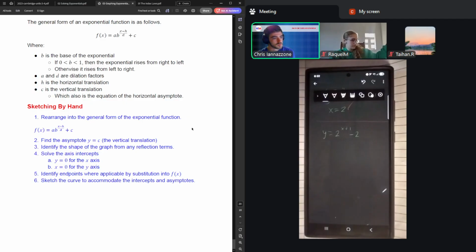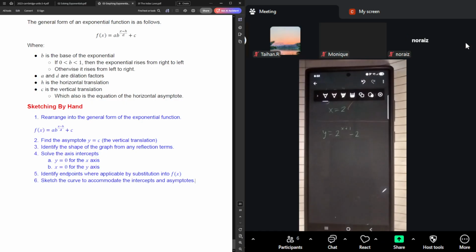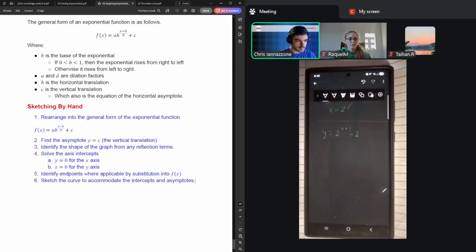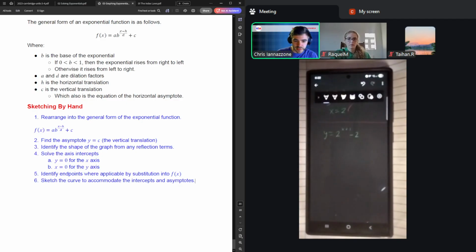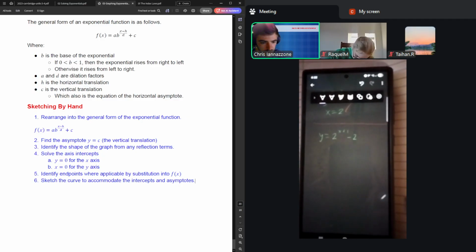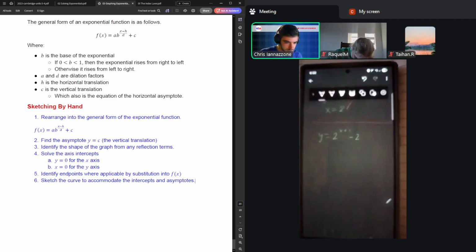Alright, step 1. Rearrange to make sure we can clearly see all the key terms. Have we already got that? Do we need to do anything? As long as you can identify what all the key transformations in there are, we don't really need to do any rearranging. Does anyone know what transformations are present in the function?